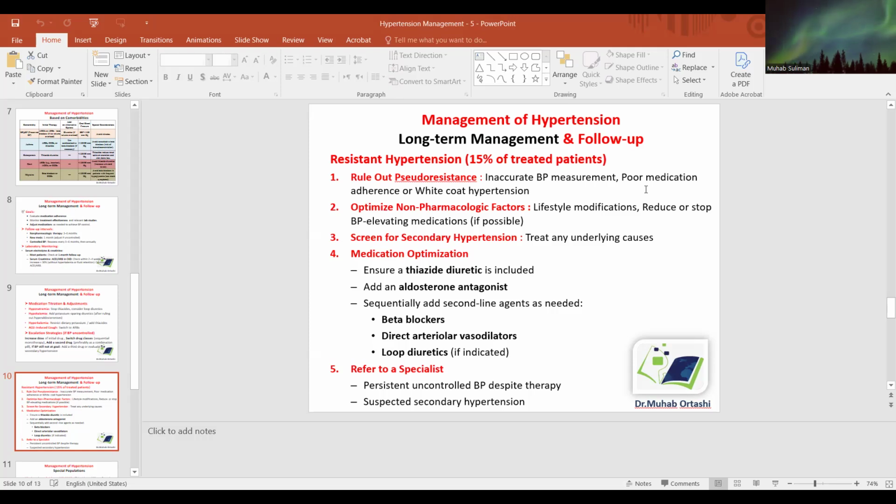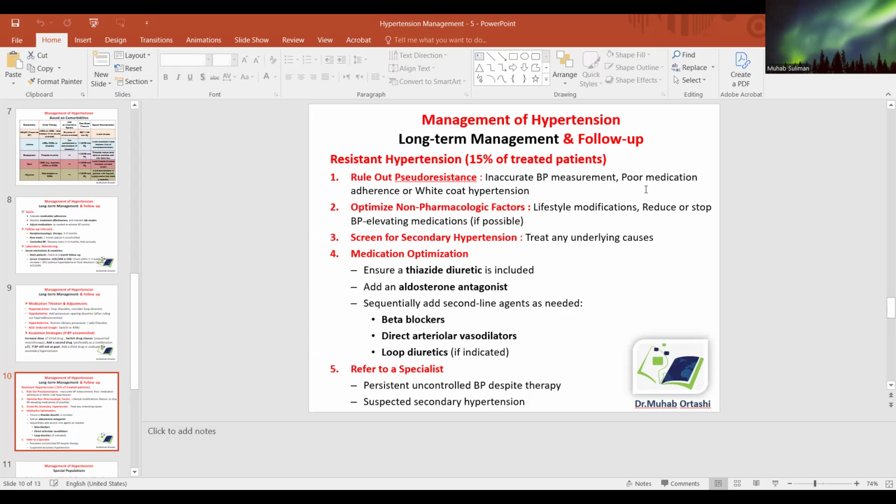We have to advise the patient about lifestyle and medication, and to reduce or stop the drugs which increase the blood pressure, like antidepressant drugs, or if the patient is using cocaine or amphetamines or stimulants. Then we have to screen for secondary hypertension.